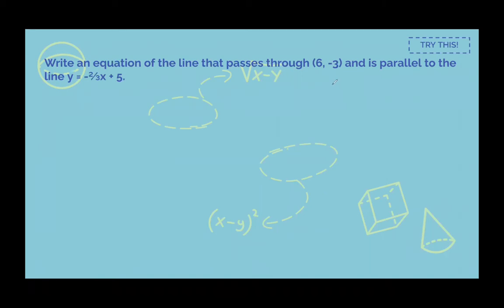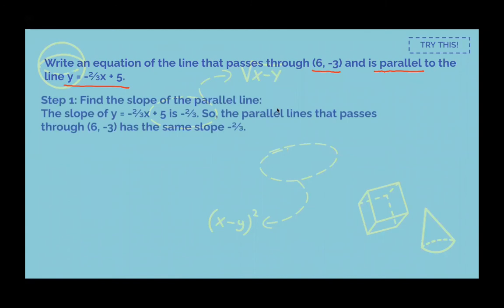So we're going to write an equation of the line that passes through (6, -3) and is parallel to the line y equals -2/3 x plus 5. So go ahead and first find your slope. So the equation that we're given for reference to make our other equation is this one. We can see here that the slope is -2/3. And since we're writing a line parallel to it, it's going to have the same exact slope of -2/3.